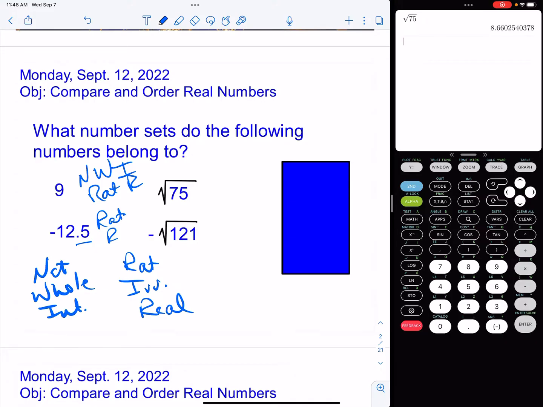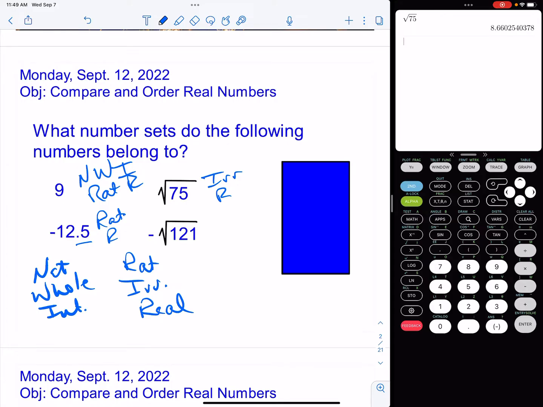So what we're looking for, in order for it to be a rational number, if we get a long decimal like we have here on this particular calculator, is the decimal repeating? Is there any idea of repeating in there, or does it stop? And in this particular case, it does not. So that means that square root of 75 is what we call an irrational number, but it is also a real number.